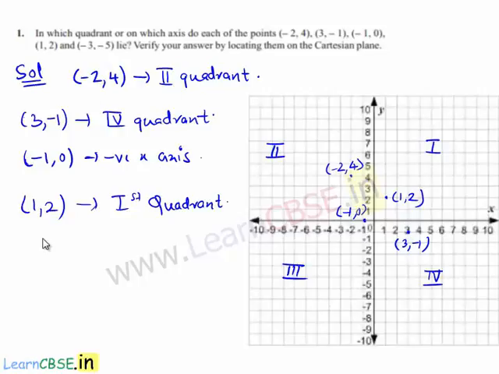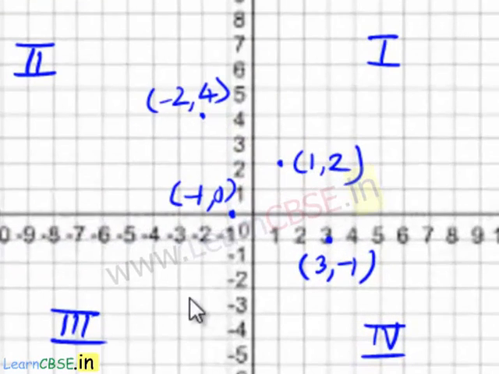Now let us take the last point, (-3, -5). Since both the x coordinate and y coordinate are negative, the point lies in the third quadrant. Let us locate this point on the xy plane.